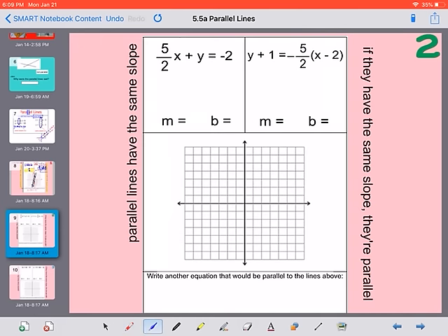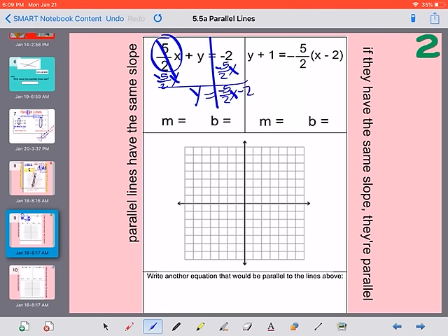Here's our second example. We need to solve for y. So I'm going to move my x's to the other side. So I'm going to subtract 5 over 2x. And we end up with y equals negative 5 over 2x minus 2. So m in front of the x is negative 5 over 2, and b is negative 2. This should not be new. You guys should know how to graph y equals mx plus b.